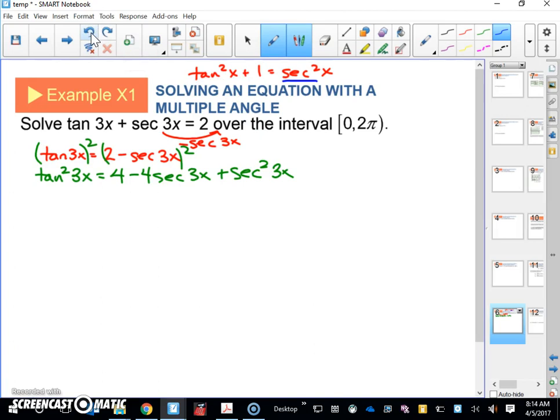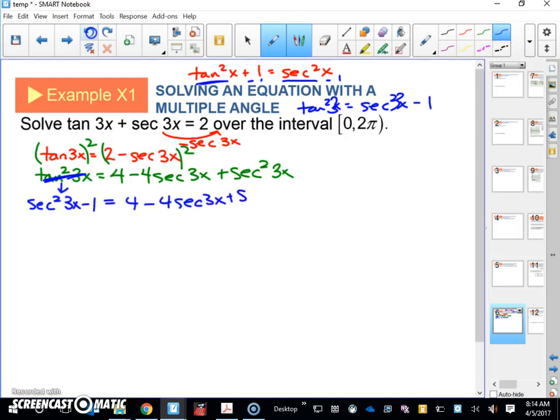In this case, I'm going to isolate for tangent x. I'm going to subtract 1, and I would have tangent squared x equals secant squared x minus 1. I'm going to do a substitution over here. Okay? Yes, that's supposed to be 3x in this case. But I'm going to say that tangent squared 3x is equal to secant squared 3x minus 1. And so bring down the other side, equals 4 minus 4 secant 3x plus secant squared 3x.